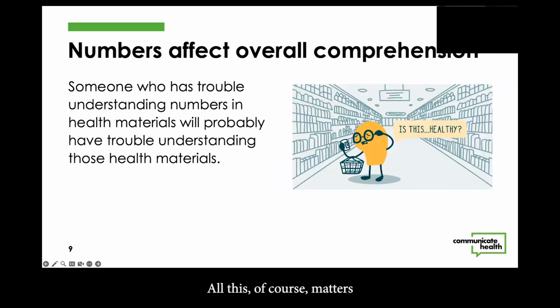All this, of course, matters because if people have trouble understanding the numbers in your health material or your health information, there is a good chance they'll have trouble understanding that health information as a whole. So in other words, their numeracy skills can affect their overall comprehension of a material or of some health content. And that really speaks to the connection between numeracy and health literacy, which we define as how well people can find, understand, and use health information. Plus, there's the fact that the people who have the most trouble understanding numbers are also likely to struggle with health literacy and literacy generally.